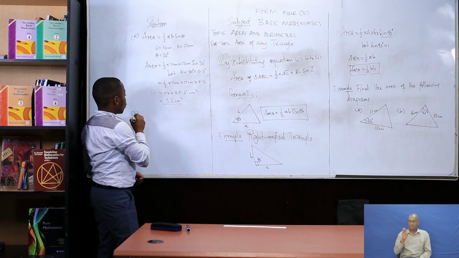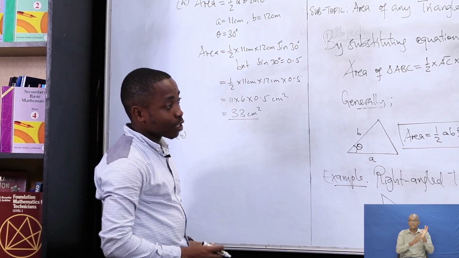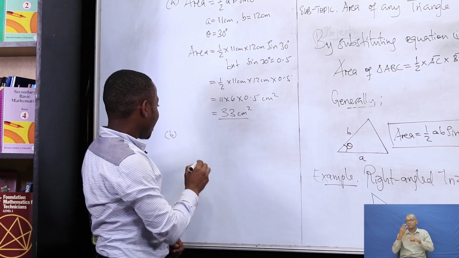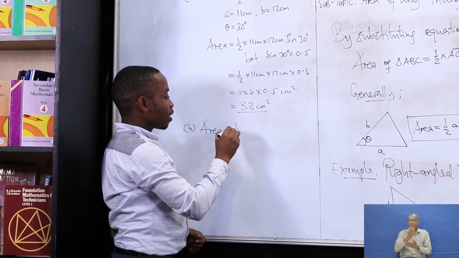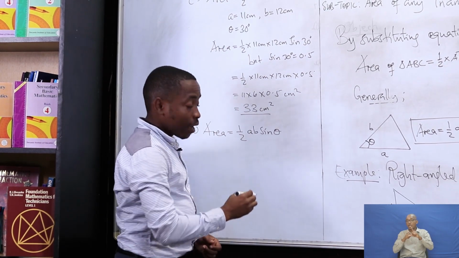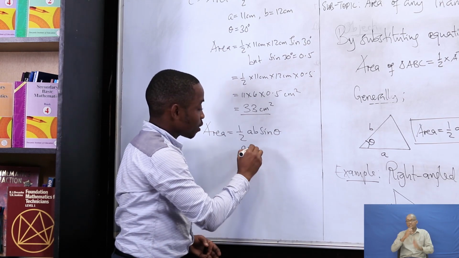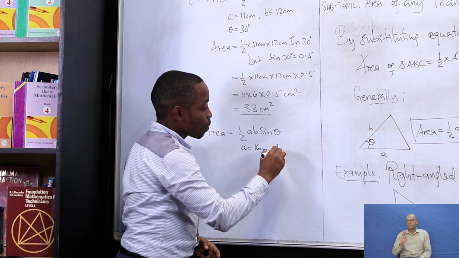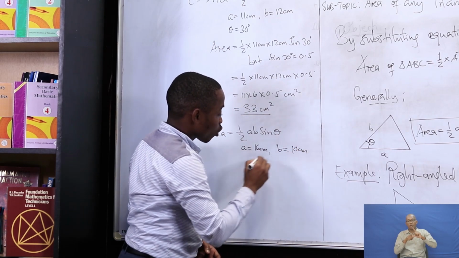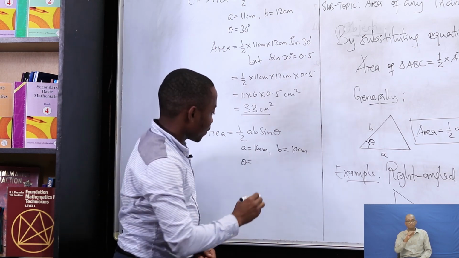For part B, we can do the same. We are given two sides, 16 centimeter and 10 centimeter, and the angle between them is 45. Now, what will be the area? As we know, the area is a half times the first side, times the second, times the sine of the angle in between. The first side A is given as 16 centimeter, the second side B is 10 centimeter, and the angle between them is 45.